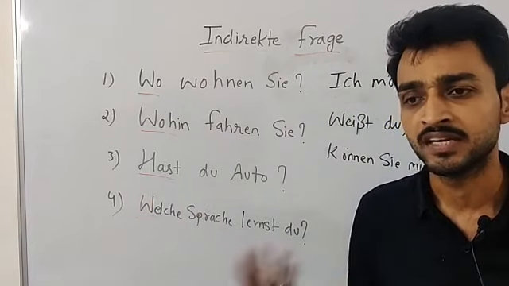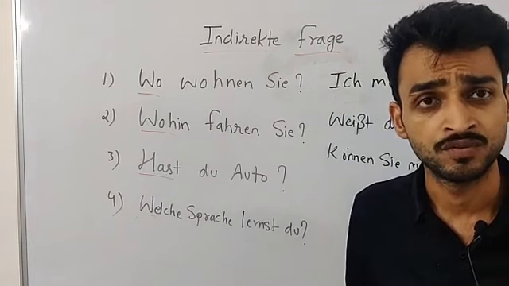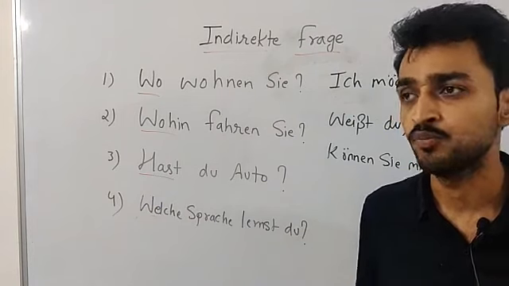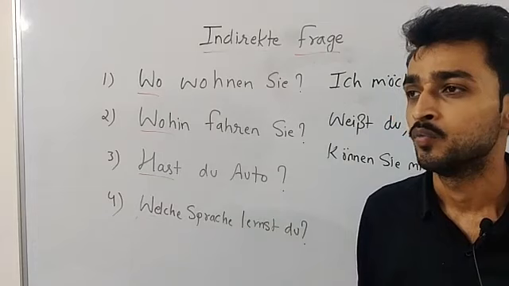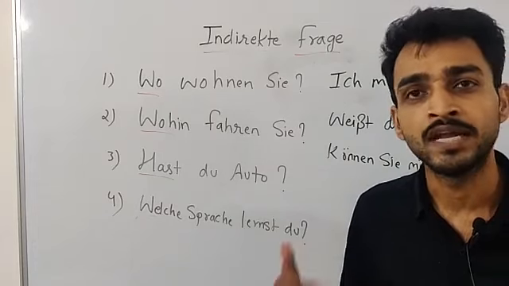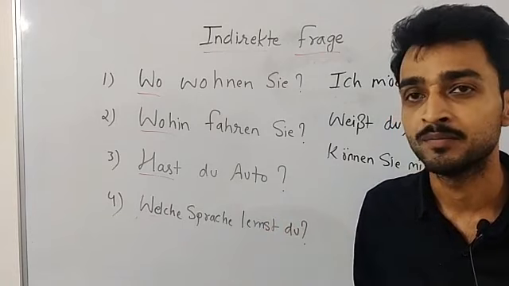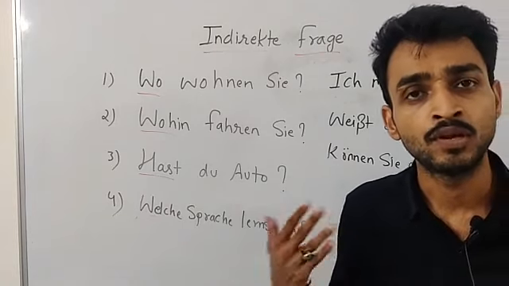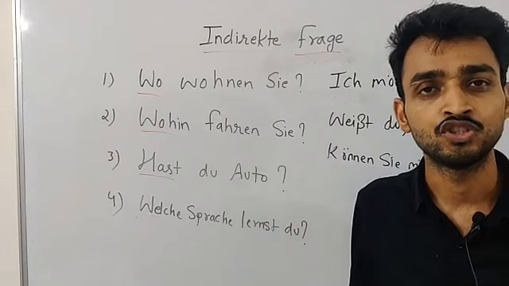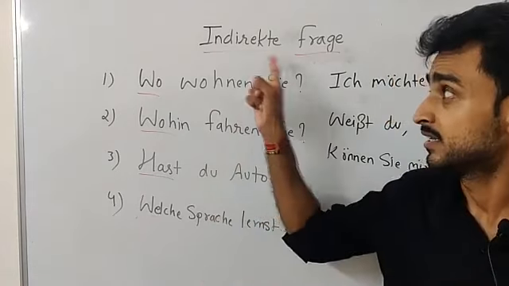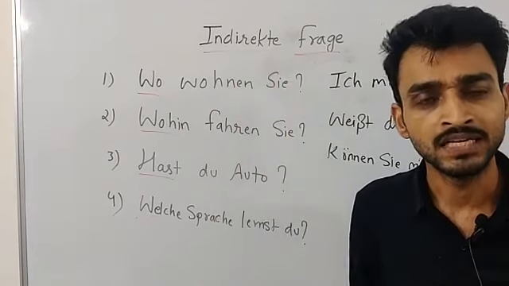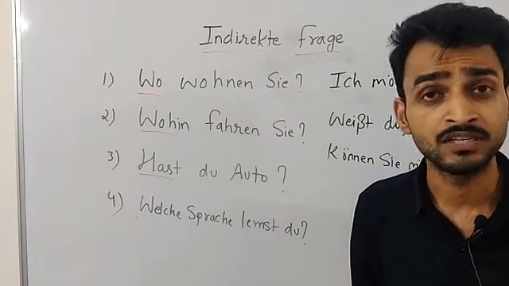But when we ask indirectly, it is a polite way, höflich. It's a polite way of asking, like, can you please tell me where is the supermarket? I would like to know which language are you learning? Can you please tell me where is the bank? So this is polite form. That's why we use in German indirekte Frage. How do we make indirekte Frage? That we learn today. It's a very interesting topic.